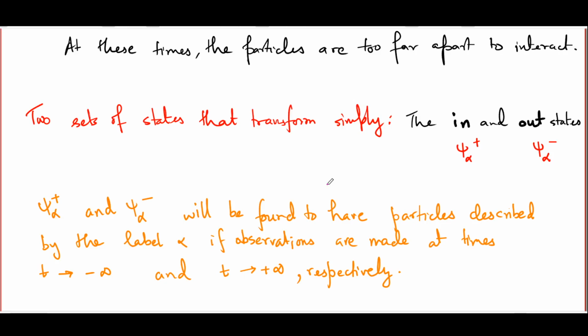Now, you may have noticed that this is a slightly convoluted way of saying things. Why can't we just say that ψ_α^+ is the limit of what the state ψ becomes in the limit as t goes to minus infinity, or ψ_α^- is what it becomes in the limit t goes to plus infinity?